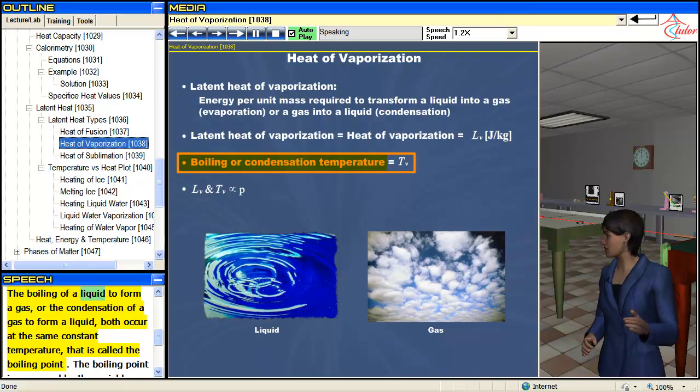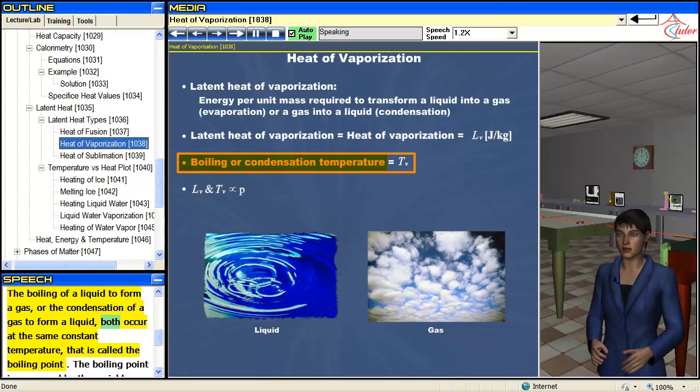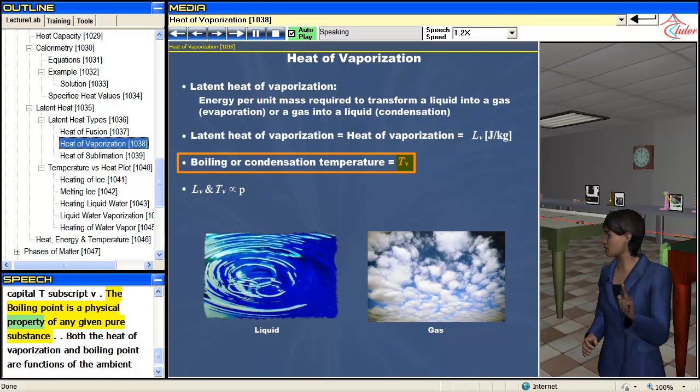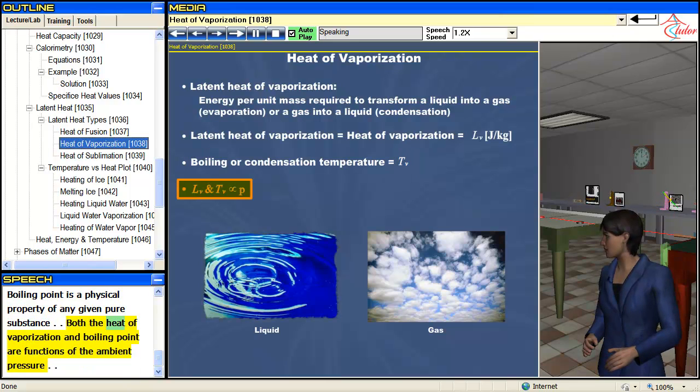The boiling of a liquid to form a gas, or the condensation of a gas to form a liquid, both occur at the same constant temperature, that is called the boiling point. The boiling point is expressed by the variable capital T subscript V. The boiling point is a physical property of any given pure substance. Both the heat of vaporization and boiling point are functions of the ambient pressure.